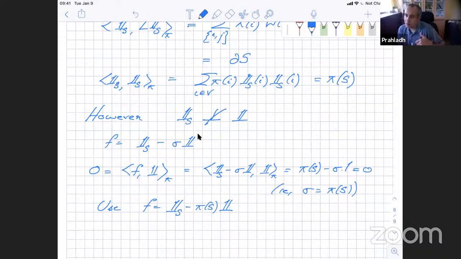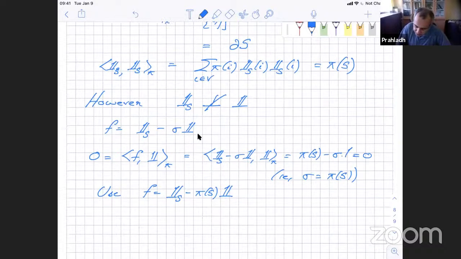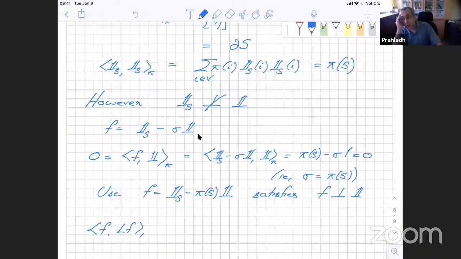So now I'm shaving off from it the component along the all ones to get this. So now f is orthogonal to the all ones. Let's look at what is f L f pi. Notice f is just a translation of 1s. Every quantity in 1s is moved by an additive term. That's how I defined it, because it's minus sigma 1. This is unaltered. This is the same as 1s L 1s pi.